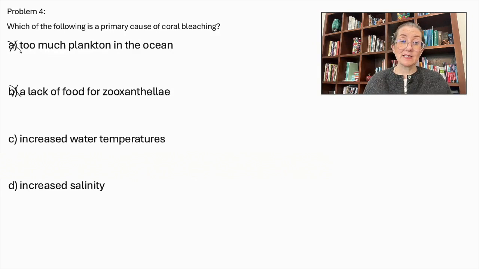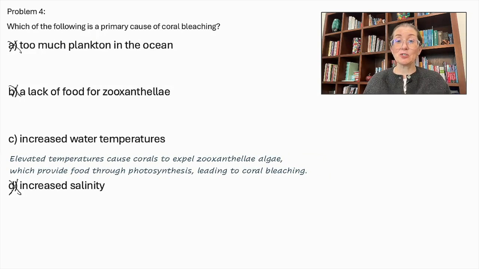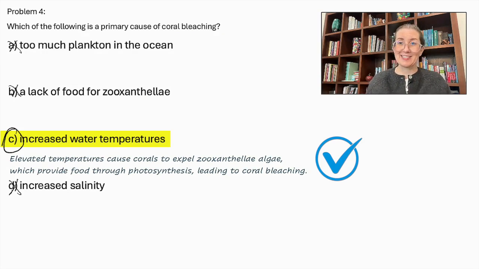Skipping to increased salinity. While changes in salinity can stress corals, it's not the primary cause of bleaching. So we can cross that out as well. Increased water temperatures. Elevated temperatures stress corals, causing them to expel the symbiotic zooxanthellae algae living in their tissues. This loss of algae, which provides the coral with food through photosynthesis, leads to the whitening or bleaching of the coral. Therefore, this is the correct answer.